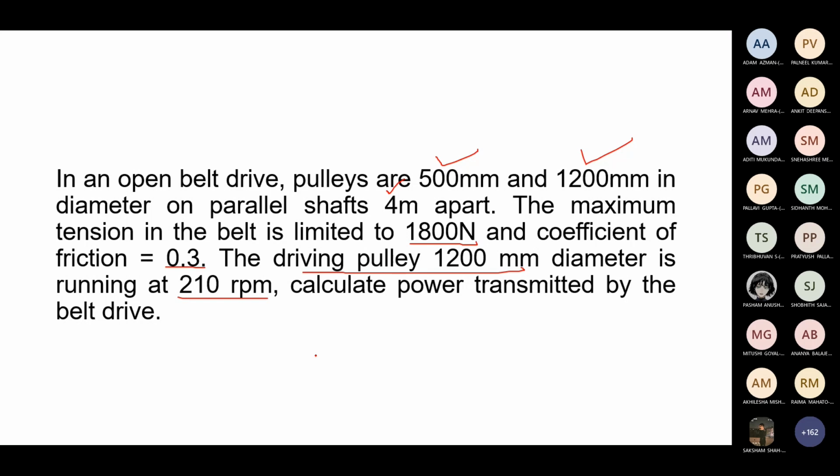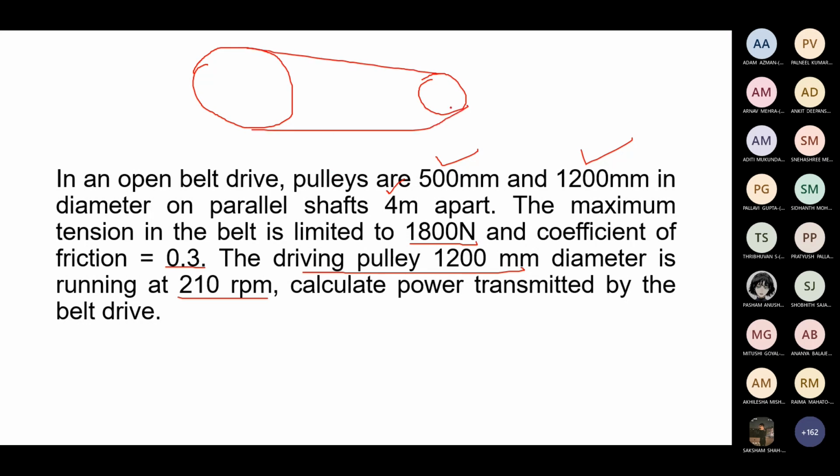The driving pulley, 1200 millimeter diameter, this is important, is running at 210 rpm. So is your driving pulley the smaller one or the bigger one? According to the question, which is your driving pulley? The driving pulley is the bigger one. So we will have the driving pulley on our left side. You can start the solution like this: the bigger one and then the smaller one, just to get the nomenclature right.